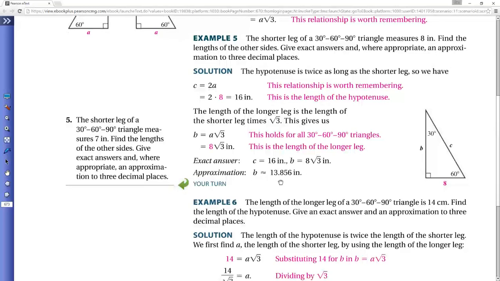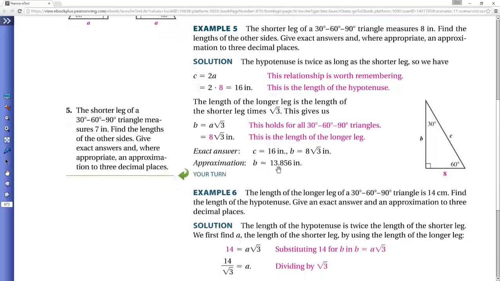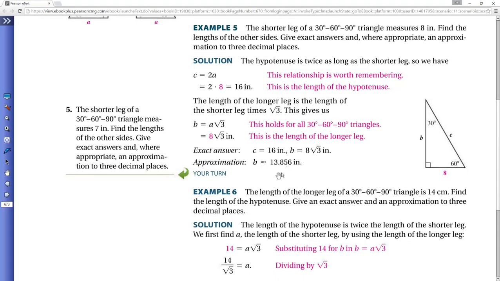And then if we wanted an approximation for this, you take it to 3 decimal places, where there is no need to approximate a value for C because we have a rational exact answer.